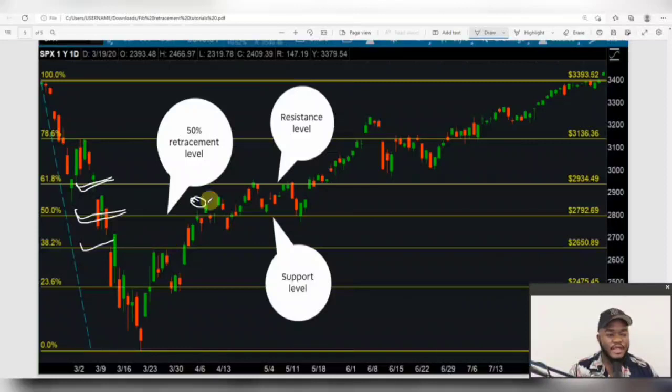Now if you look right here, you can see that this is a support level, the 50% retracement level, which is here. You can go in from here. This is a resistance level, but if you want to take profit from here, you are only going to take small profit.